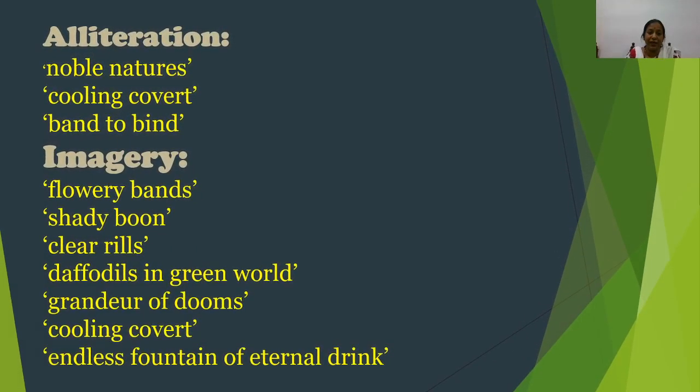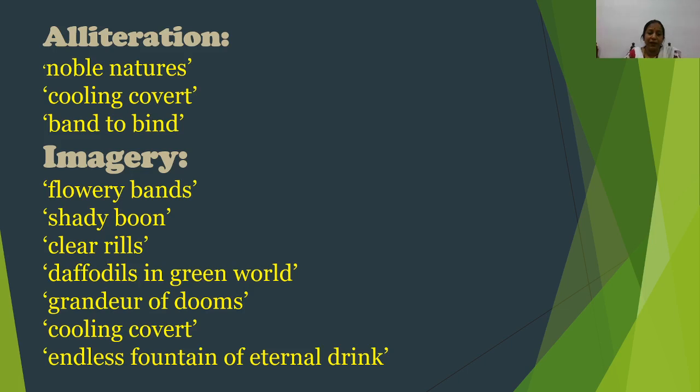Now let's move on to alliteration. It's a very common figure of speech. In alliteration, there is repetition of a consonant sound. So just look at that repetition here. Noble natures, cooling covert, band to bind. In noble natures, the consonant sound n has been repeated. Similarly, cooling covert and band to bind.